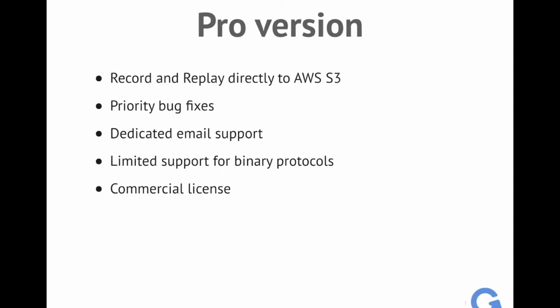Additionally, we give you a pro version, which allows you to record and replay directly to AWS S3, and includes security, bug fixes, and dedicated email support. We have some support for binary protocols, and we have a commercial license which allows you to make changes to the source code which you provide without publishing them. We also have an appliance license, which allows you to distribute your GoReplay instance to your customers.